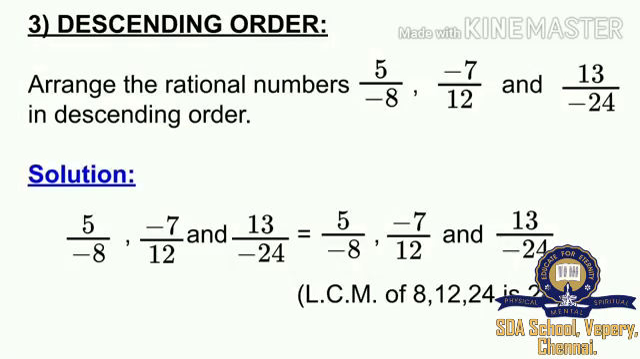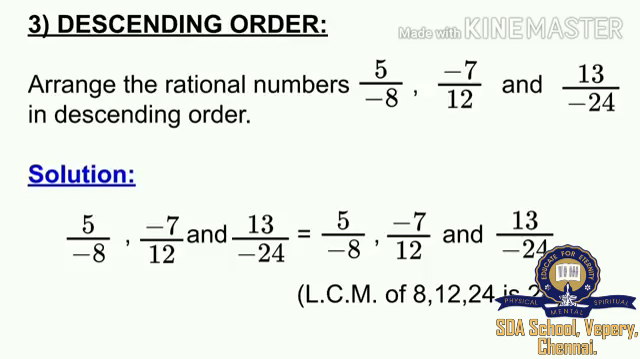Next, in descending order, arrange the rational numbers minus 5 divided by 8, minus 7 divided by 12, and 13 divided by 24. Ascending order means smallest to highest. Descending order means highest to smallest, right? So here we are going to do highest to smallest with 5 divided by minus 8, minus 7 divided by 12, and 13 divided by 24.